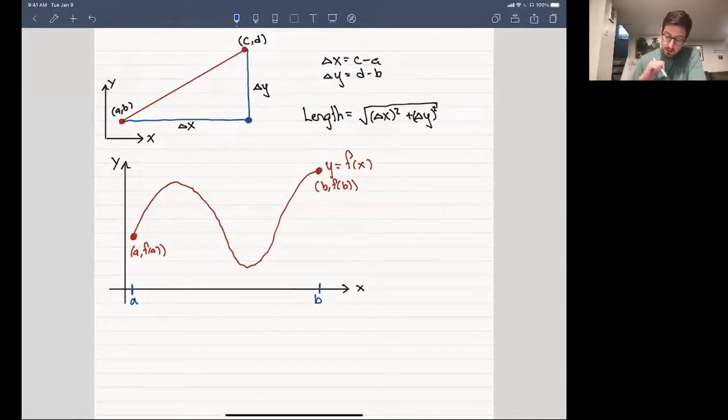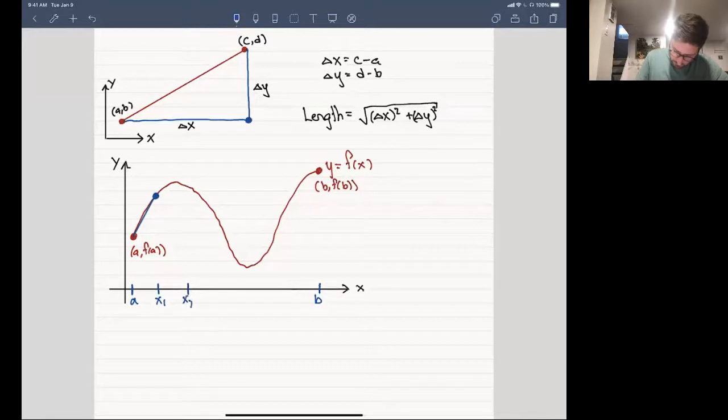I'm going to do the same thing for this length, and I'm going to approximate this curve here by something that is just a bunch of piecewise straight lines. So imagine I put in some point, say x1 here, and I go up to that point on the curve, and I sort of disregard any of the bendiness of this curve, and I just draw a straight line between those two things.